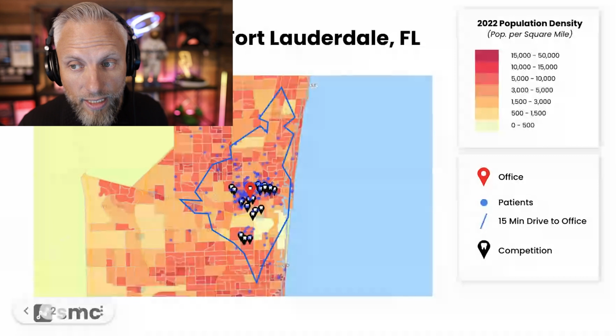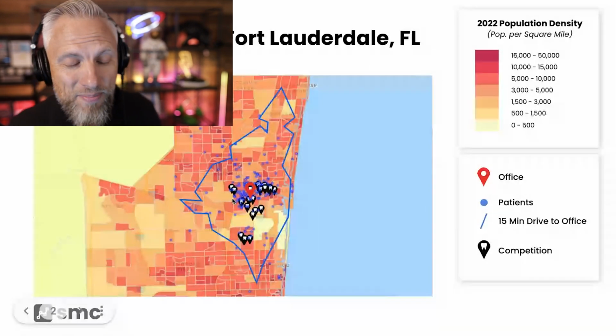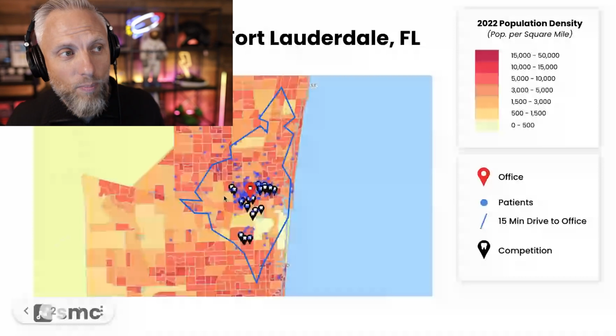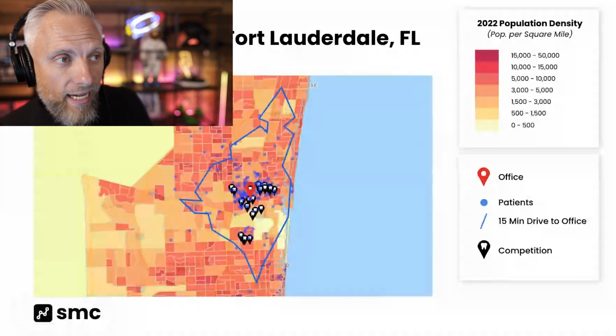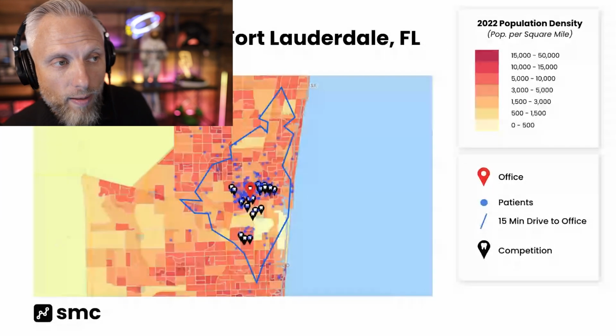And historically, patients haven't been willing to drive down that direction, right? So that means one of two things. We either need to test marketing there to drive people down, or go with the historic data and try to drive patients from the area that we want.